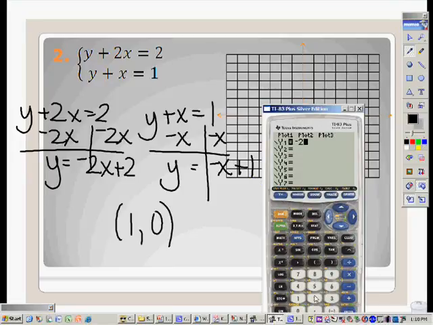And then I move close to the point where they intersect, and then I hit enter, and it gives me my intersection of 1, 0. Make sense? Okay, I'm going to have you do one all by yourself.